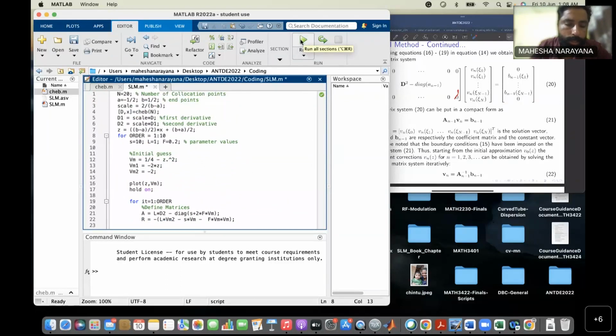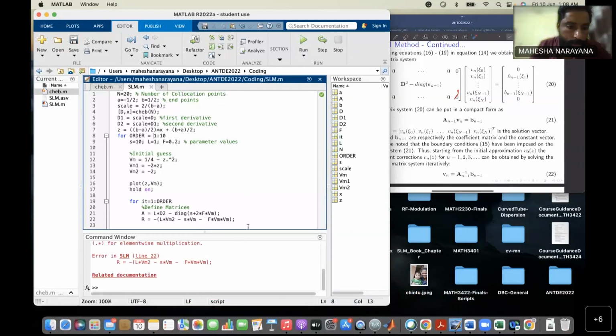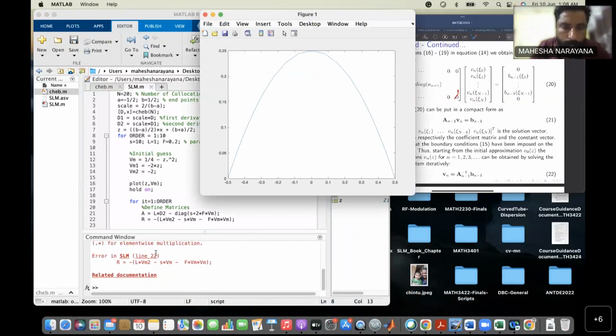So yeah, there is some error. Line number 22 has plotted the initial solution. As you see, the maximum velocity is at 0, which is 0.25. But there is a problem. So what is the problem here?